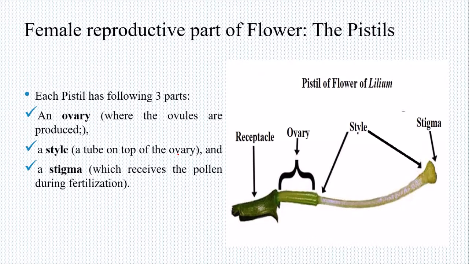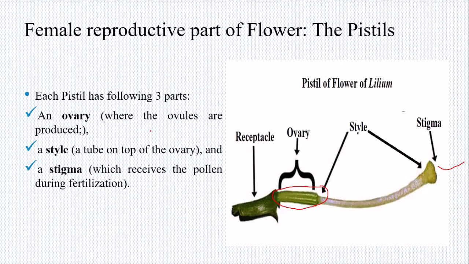Now let's see the parts of the pistil. The pistil has the following three parts. First is the ovary, second is the style, and third is the stigma. A stigma is a flat surface on which the pollen grains land after pollination and germinate. Style is found just below the stigma. It is a tube-like structure that connects the stigma with the ovary, and the ovary is a swollen part in which the ovules are produced.